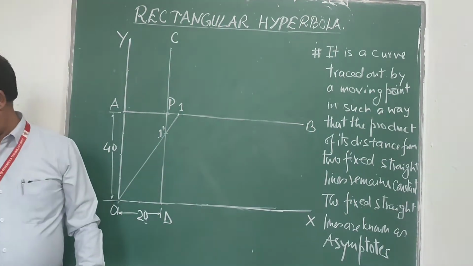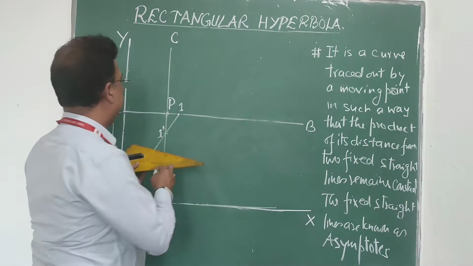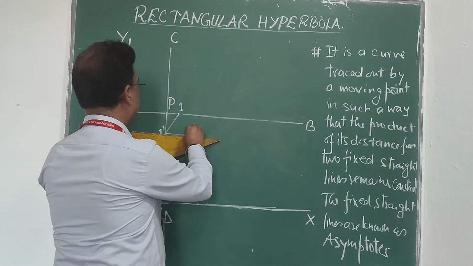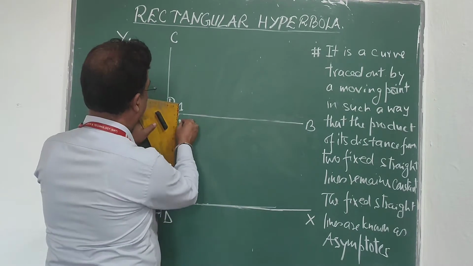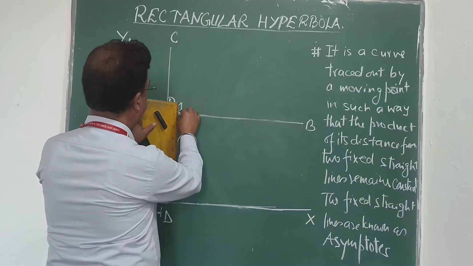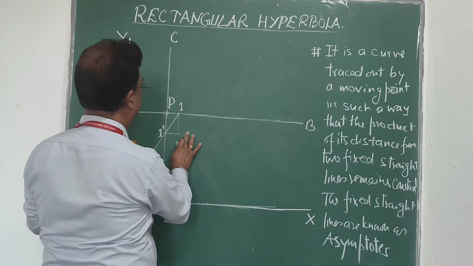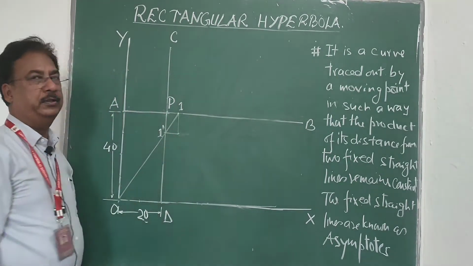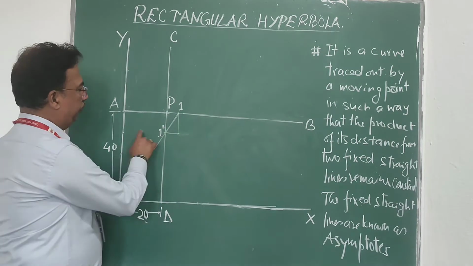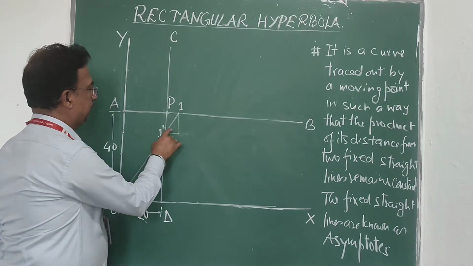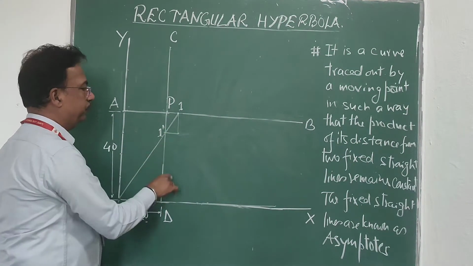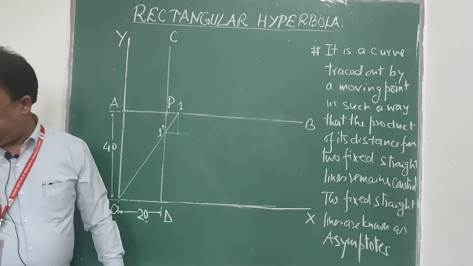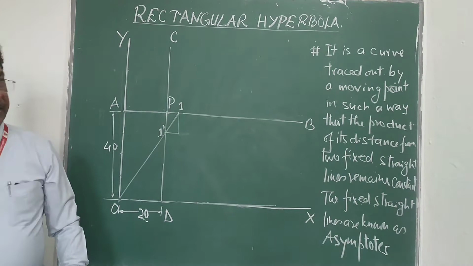After that, from this 1 dash we will draw a line parallel to the OX, and from this one draw a line parallel to OY. The intersection of these 2 points will be the next point on the curve. If you want to check, then the product of the distance of this point from the OX and OY remains the same.